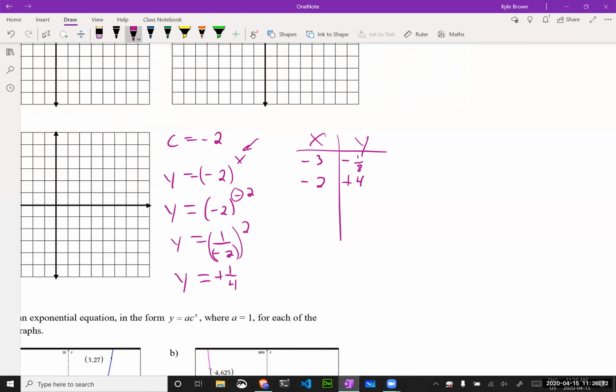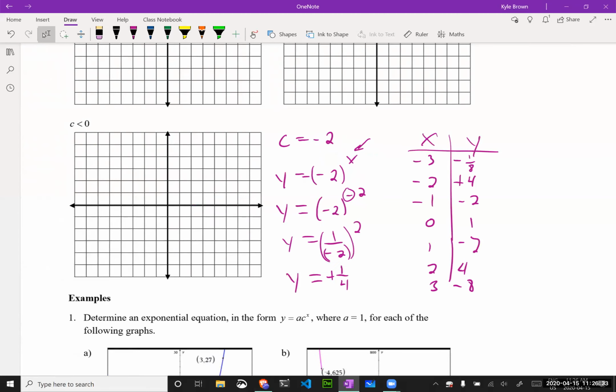So that came out positive, and then -1 would come out as -2, 0 would come out as 1, and we get this back and forth pattern of negative, positive, negative, positive, negative, positive. So that's 4, and then 3 would be -8. So like I said, this is kind of weird when you graph this thing, this is the way it would look. So at -3 it'd be -1 over 8. You'd start there. We'd jump over to the other side, and we'd be there.